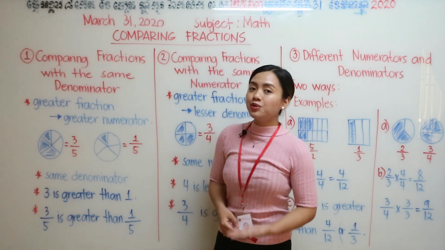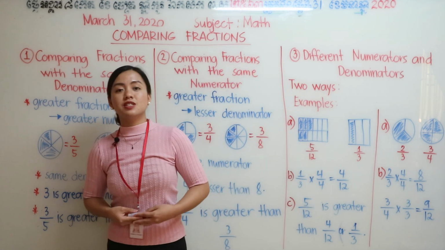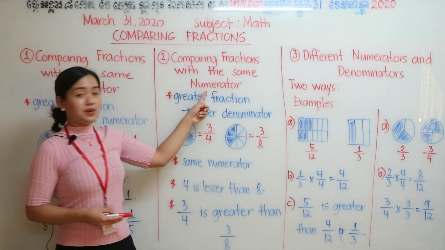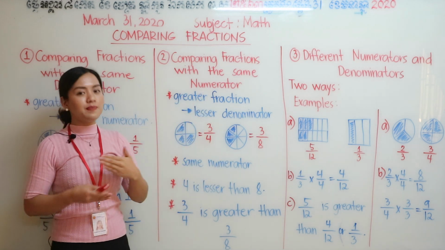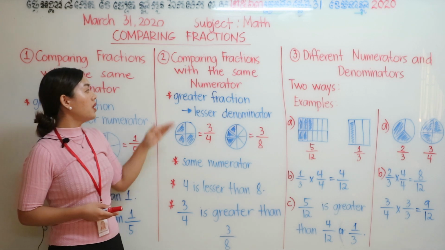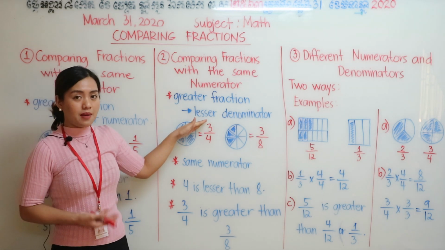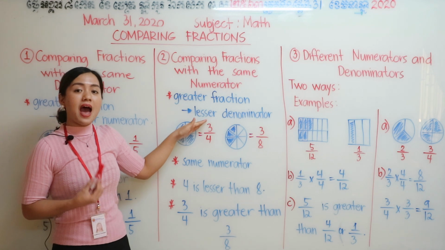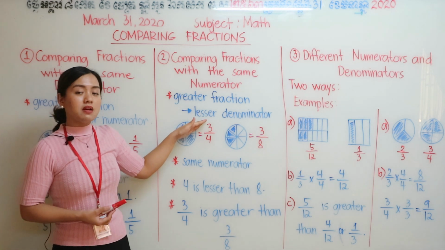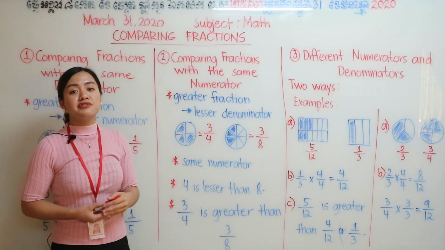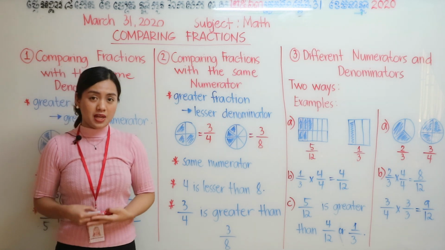Okay? Now, how do we compare fractions with the same numerator? Okay, so it's the opposite, class. The greater fraction has the lesser denominator. Now, since they have the same numerator, all you need to do is to focus on the denominator.